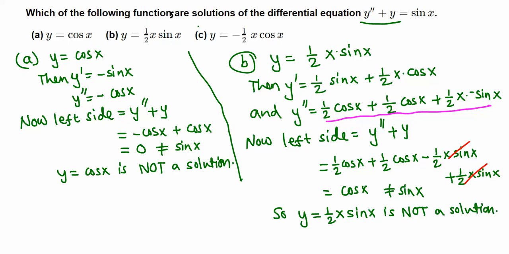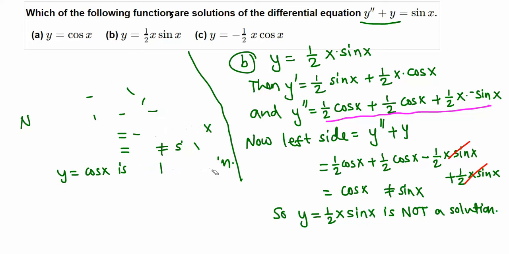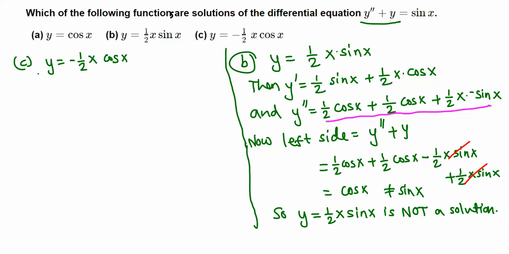Okay, now we want to try part C. Let me erase part A, and I think I can finish here. In part C we have y equals negative 1/2 x cosine x. Now, as in part B, we find the first derivative. We have a product of two functions, so we need to use the product rule. Derivative of negative 1/2 x is negative 1/2 and cosine x plus the first factor negative 1/2 x times derivative of cosine, that's negative sine.